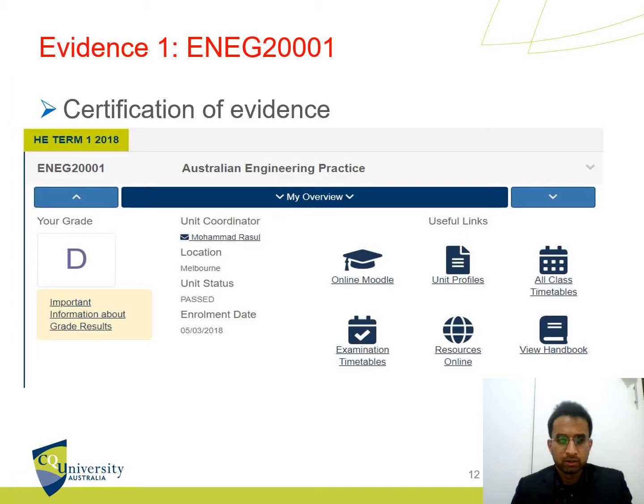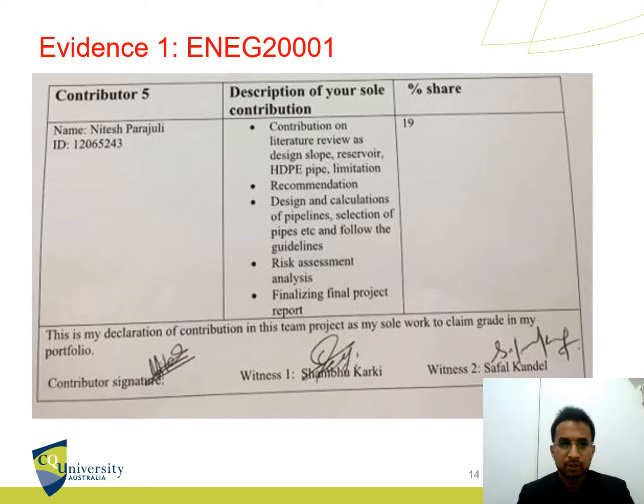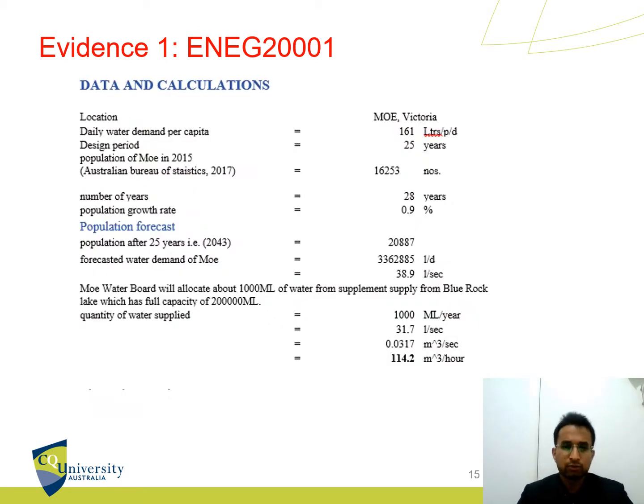engineering intern. This is my first evidence, where it is shown that I have obtained distinction in Australian engineering practice as well as in an official transcript. This is my sole contribution to the project in Australian engineering practice through which I obtained my professional development. I have designed and done the literature review. Also, I have finalized the report. And the next one is one of the calculations which I have done in the same project.